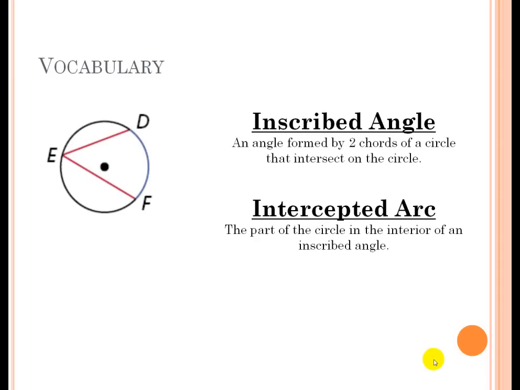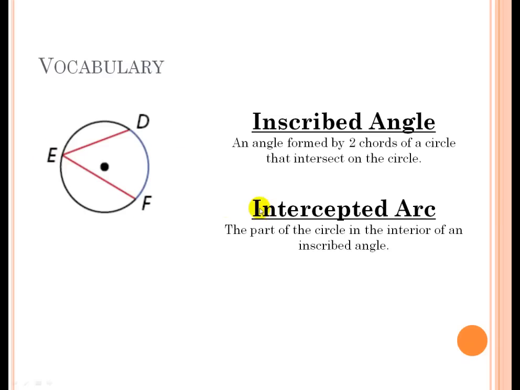So we're talking about inscribed angles. Inscribed means to be scribed or written or drawn inside. So in this case, we're talking about an angle that's drawn inside of a circle. To be more exact, it's an angle formed by two chords of a circle that intersect on the circle. So you see right here, point E is the vertex of our angle, and it is on the circle. All inscribed angles have the vertex on the circle.